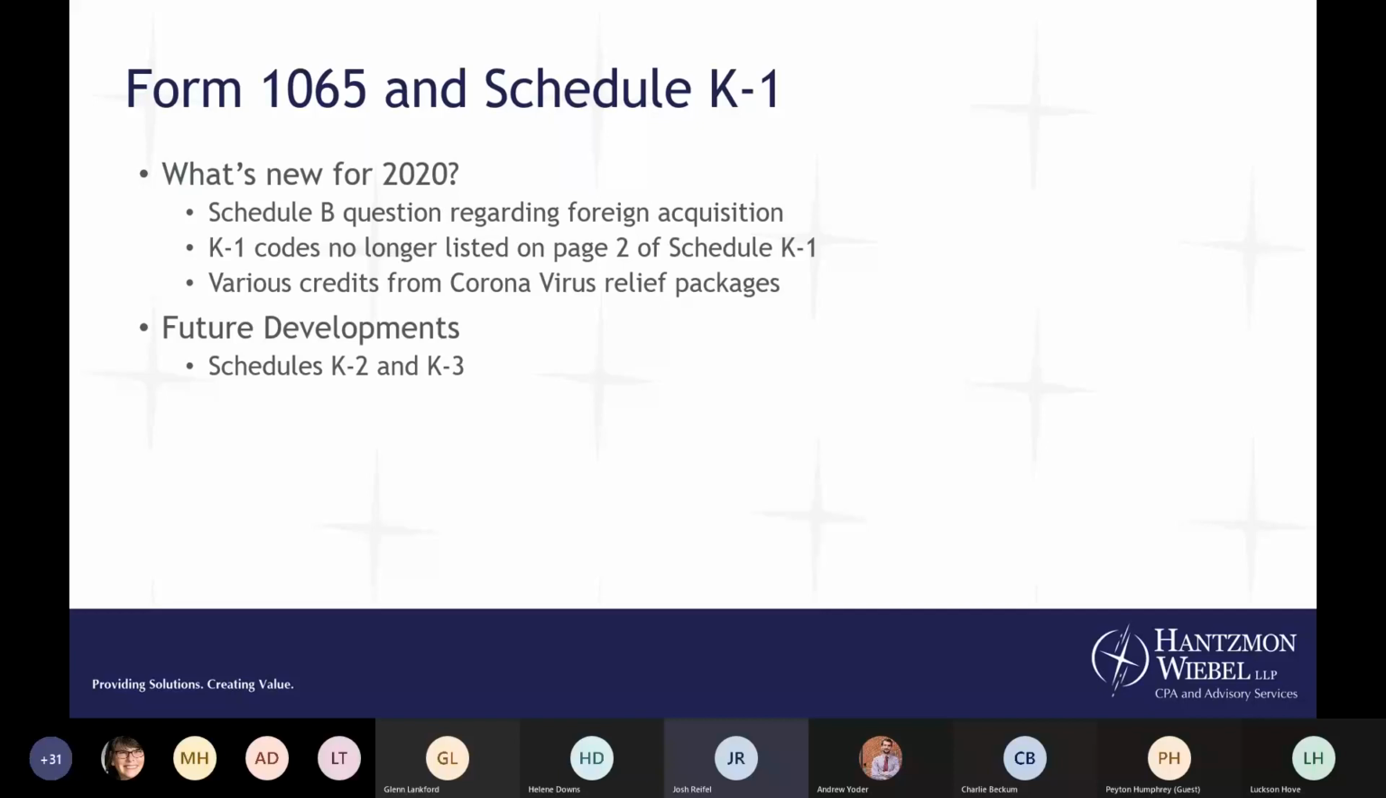And I forgot to change coronavirus to one word. Somehow it's still 2 words on this slide. No, it's not the beer virus. It's coronavirus, COVID-19. But there are various credits that you're going to have to take into account when you're filling out and completing Forms 1065 this year.